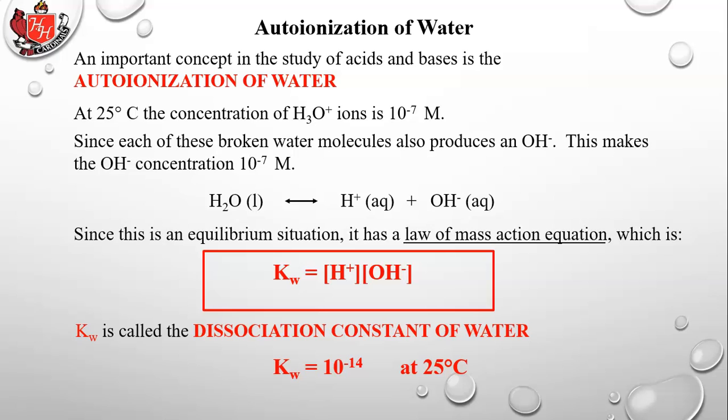And at 25 degrees, this is a key number to remember, Kw is 10 to the minus 14th. Look up at the law of mass action. If H+ is 10 to the minus 7th, which we said it was up above, and OH- is also 10 to the minus 7th, then Kw is going to be 10 to the minus 7th times 10 to the minus 7th, which is 10 to the negative 14th. That's the dissociation constant of water at 25 degrees, and that's the one you're going to use in all the problems that we're going to do.